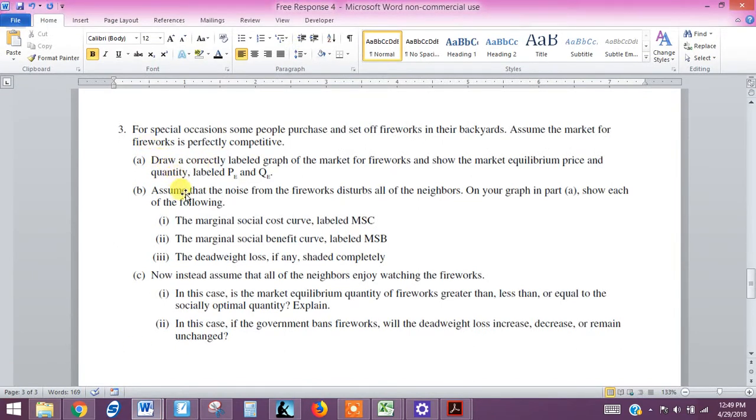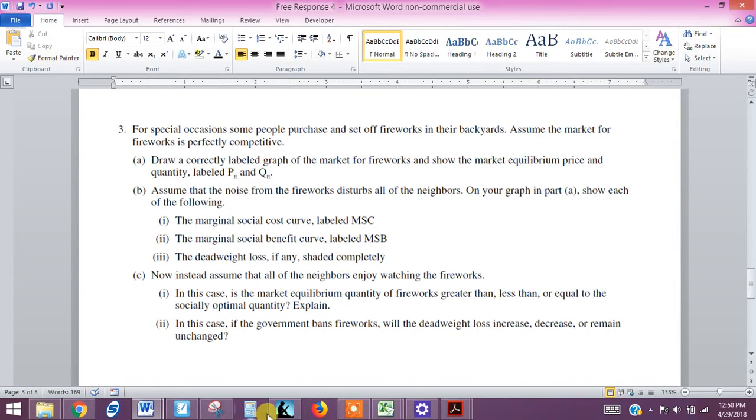Now in B, we're going to assume that there's a negative externality. It doesn't actually say that, but that's what this is, because the fireworks are disturbing the neighbors. So the fireworks are imposing a social cost on the neighbors. So we want to draw the marginal social cost curve, and we want to show the marginal social benefit, and we want to show deadweight loss shaded in.